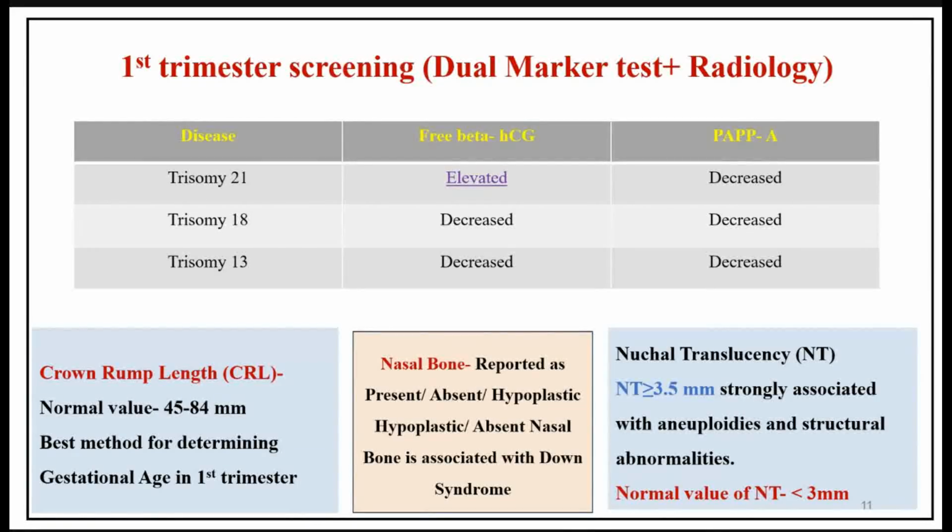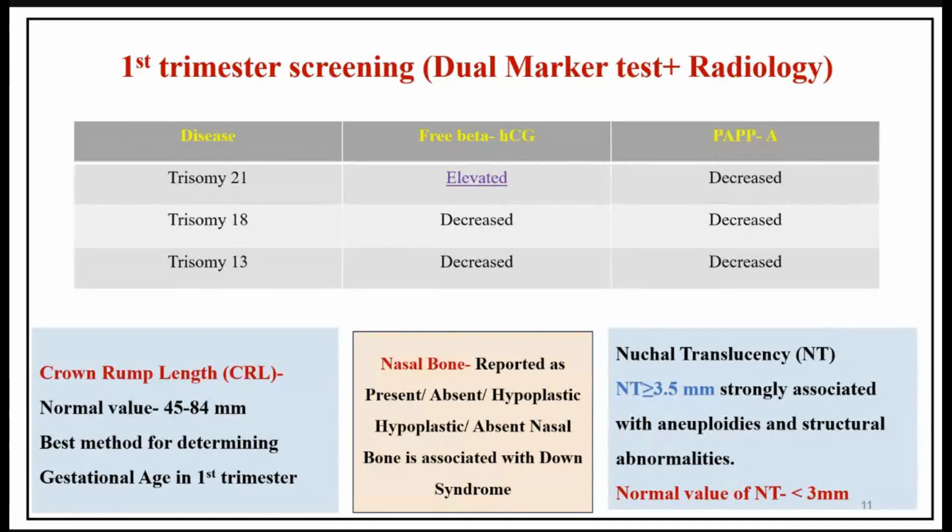The radiological parameters are crown rump length, nasal bone, and nuchal translucency. Now I have depicted the values of free beta HCG and PAPP-A for trisomy 21, 18, and 13. For trisomy 21, free beta HCG is elevated while PAPP-A is decreased, and for trisomy 18 and 13, both are decreased. We have crown rump length, which gives us an accurate measurement of gestational age, and the normal value is 45 to 84 millimeters.